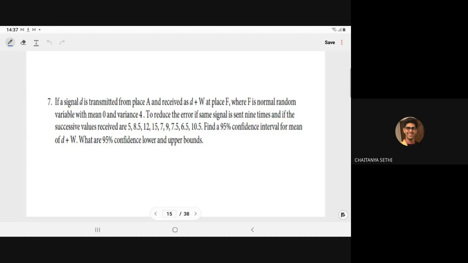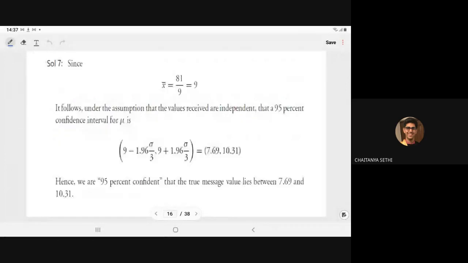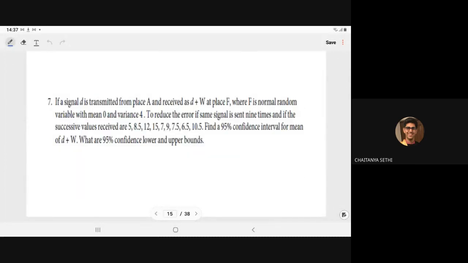When we say 95% confidence interval, we are talking about the two sides. When we say lower bound and upper bound, we are talking about a single side. So let us move on. Sample values are given to you: x1, x2, up to x9, as 5, 8.5, 12, 15, 7, 9, 7.5, 6.5, 10.5.